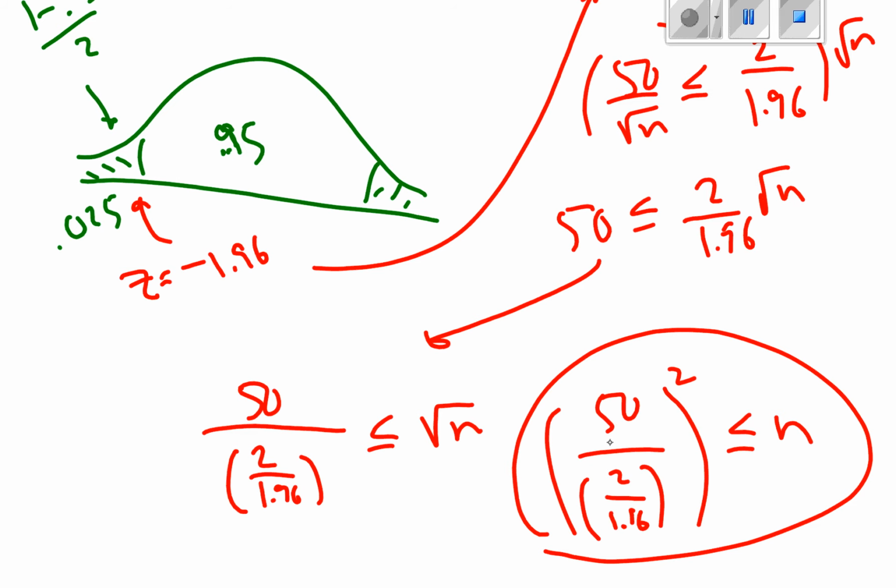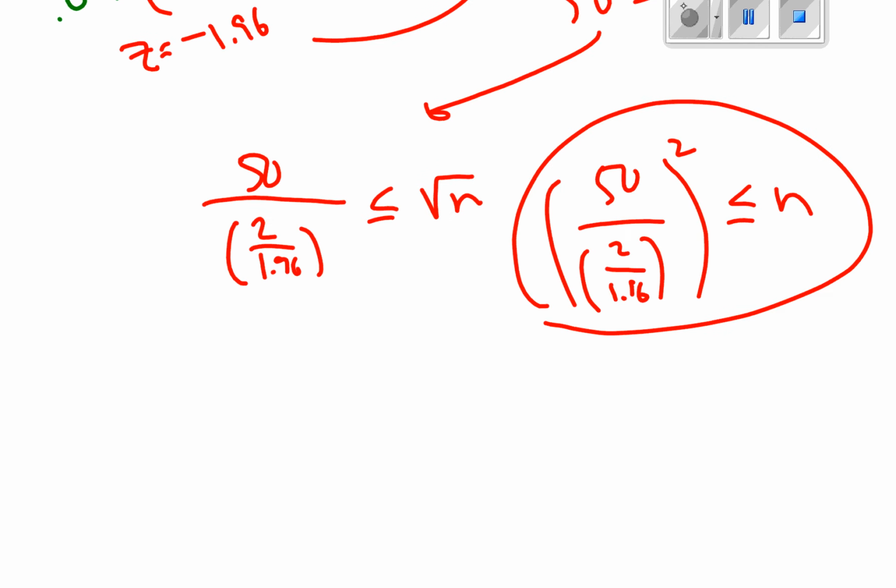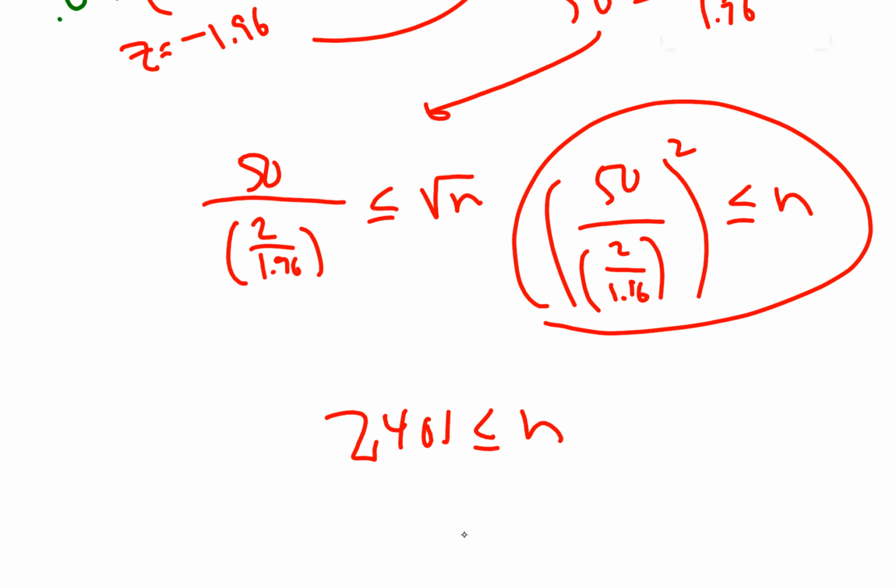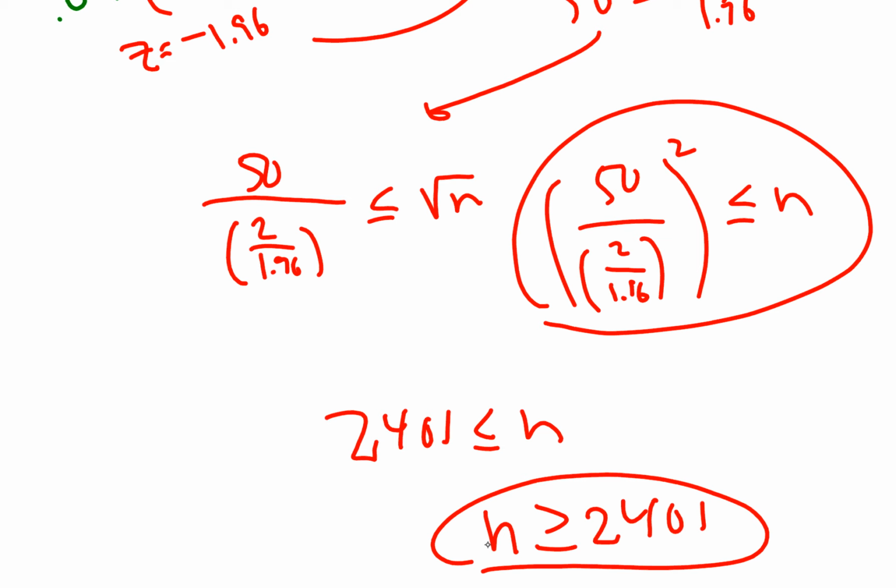So let's type that into the calculator and see what we get. This turns out to be 2401 is less than or equal to N. So as long as we say, oh, let's write it the other way, people are probably more comfortable with that. As long as N is 2,401, say, samples or people chosen or more, then we know our margin of error will be small enough and our confidence interval will have a width less than 4.